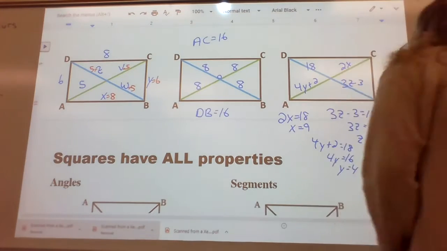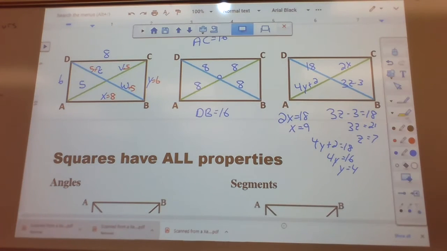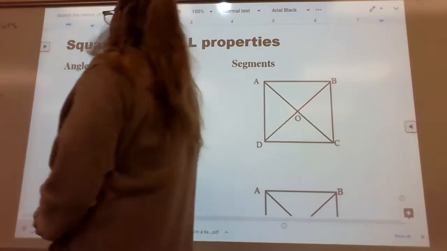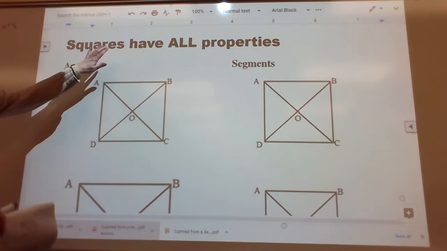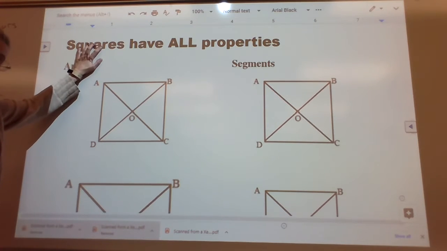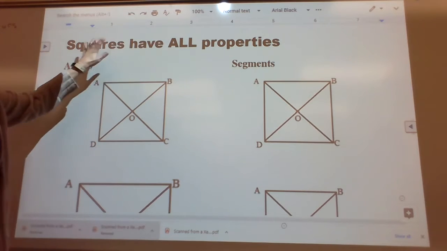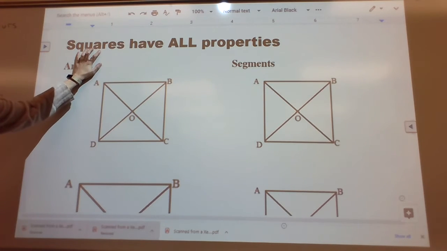So let me go ahead and scroll to squares. When you're looking at a square, it's a type of a parallelogram. It's a type of a rhombus. It's a type of a rectangle. So a square actually has all the properties we've talked about, which would make you think that squares are harder than the other ones, but they're actually easier because they're so specific. There's not a lot you can do with a square.